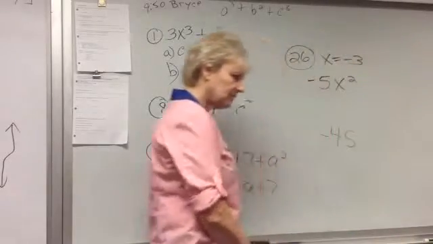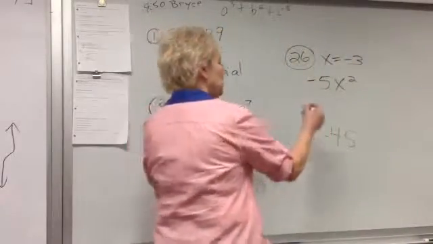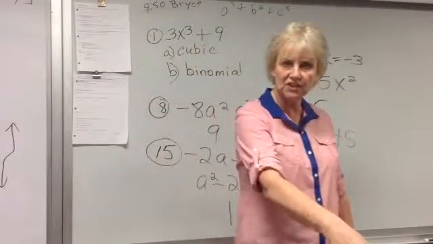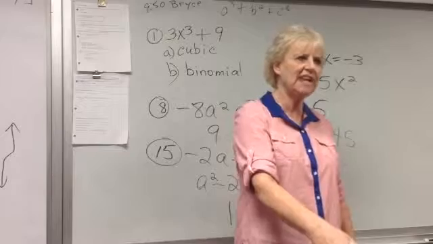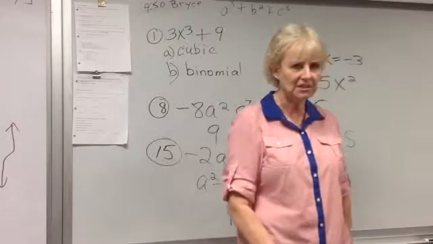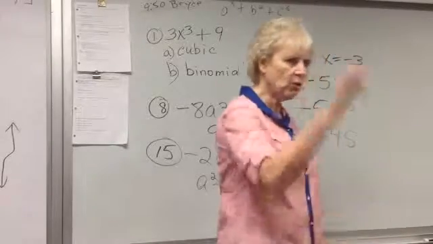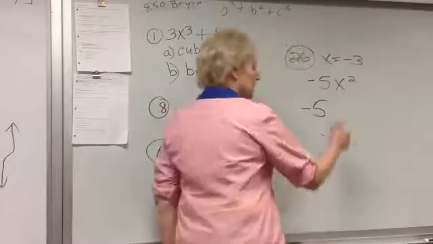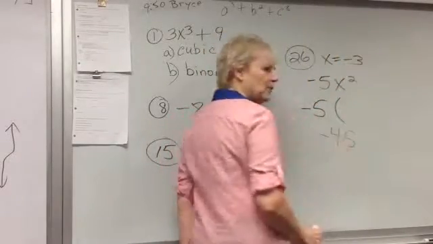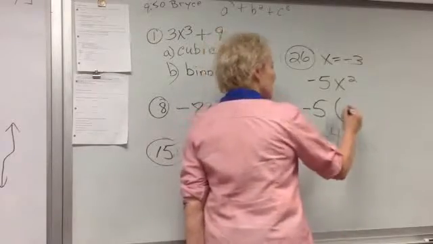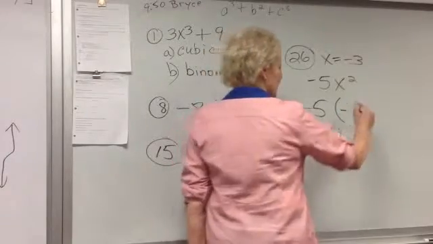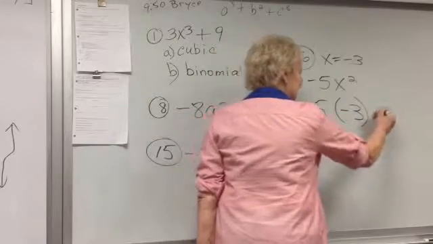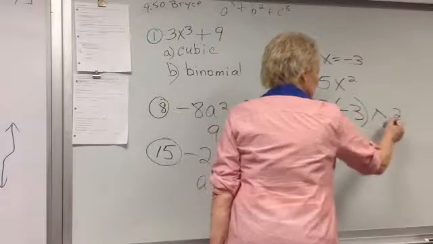You put in negative 5, and the negative is not a subtraction sign. If you're getting a syntax error, you're using subtraction. It's the one under the 3. Okay? Then you put in a left parenthesis, then another negative sign, then a 3, then a right parenthesis, then a caret, and then a 2.